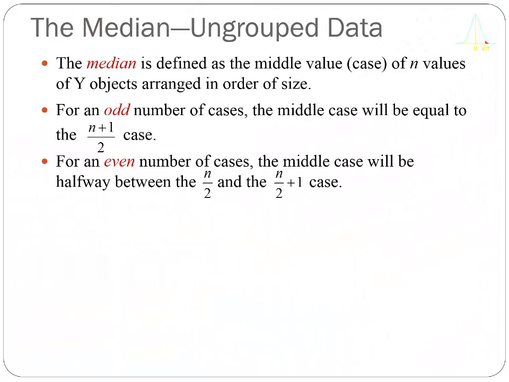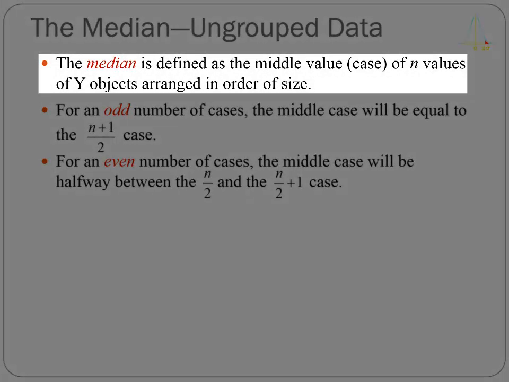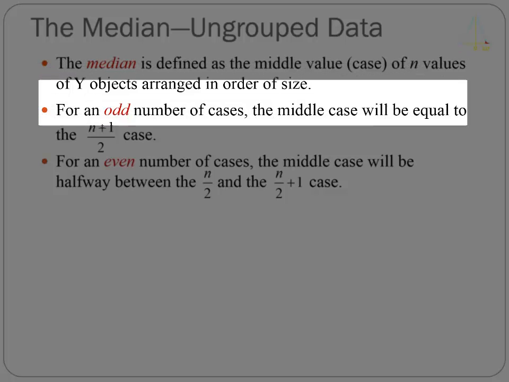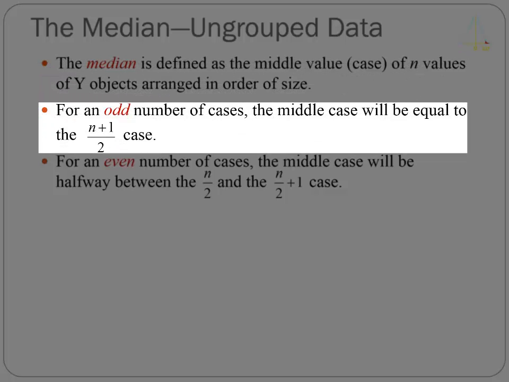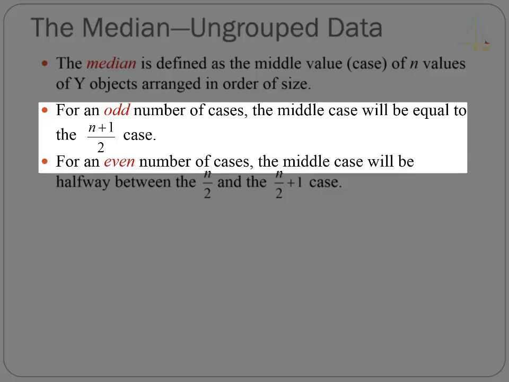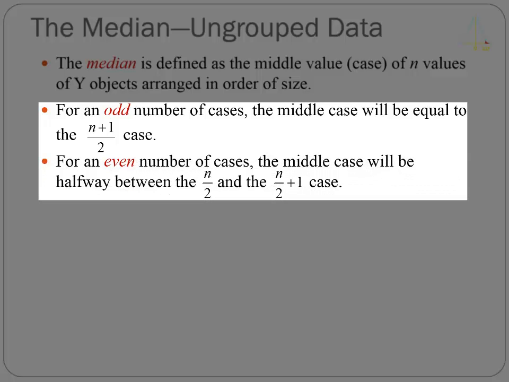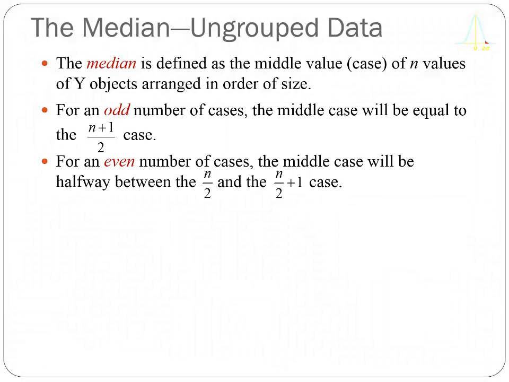What if we have raw or ungrouped data? Well, the median case is defined as the middle value or the middle case of some set of values arranged in order. So if we have an odd number of cases, and we sort our cases from low to high, our middle case will be equal to (n+1)/2. If we have an even number of cases, there really is no single middle case. There's 2 middle cases, and we're going to define our median as falling halfway between those 2 cases. Let's look at an example to make this a little bit clearer.